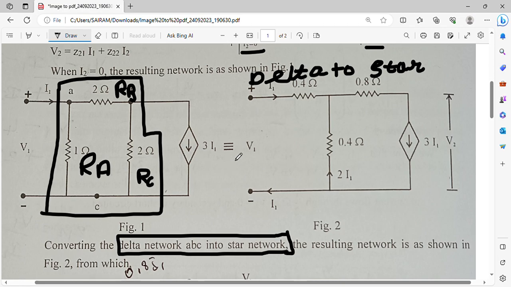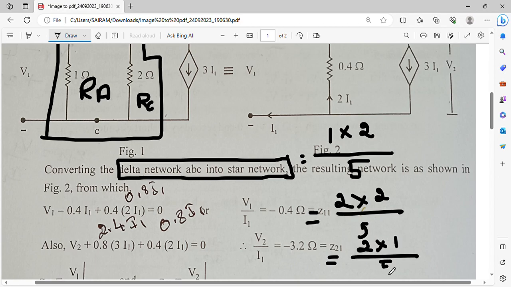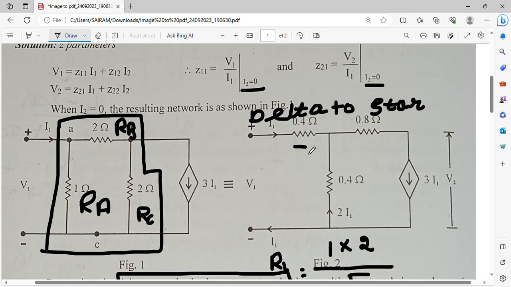RA, what is the first thing? RA, RB. If you do 1 into 2 divided by, what is 1 plus 2 plus 2? 1 plus 2 is 3. 3 plus 2 is 5, right? So if you do 1 into 2 into 5, and for R2, if you do 2 into 2 into 5, and for R3, if you do once again 2 into 1, whole divided by 5, so this whole divided by 5 for R1, R2 and R3, then you are going to get the resultants as nothing but 0.4, 0.8 and 0.4 respectively, right?